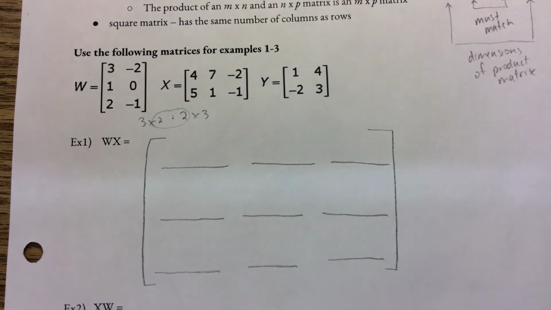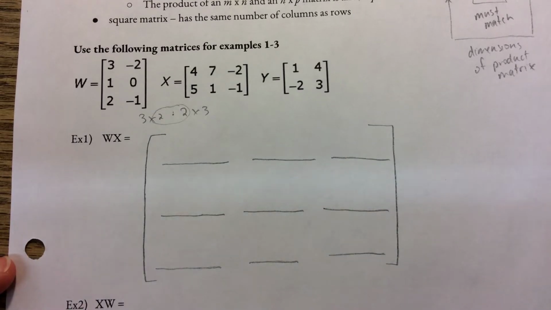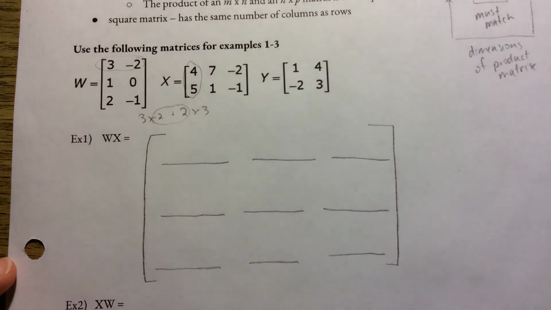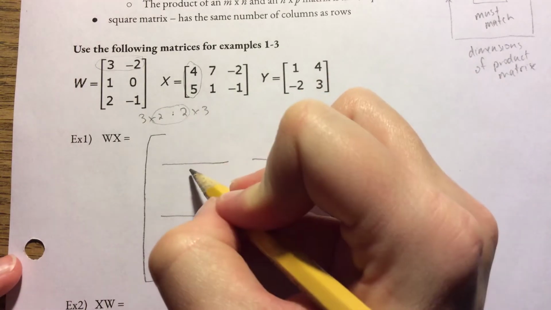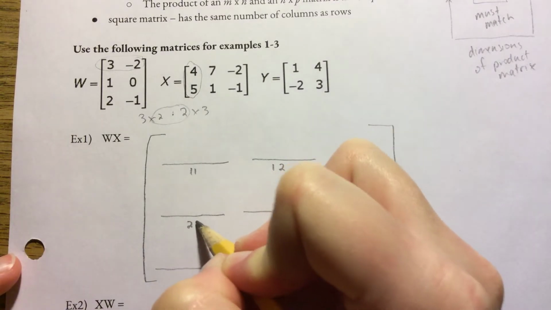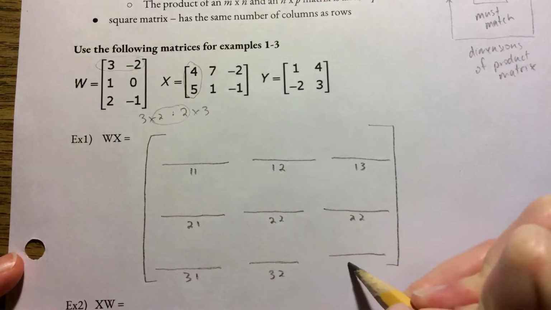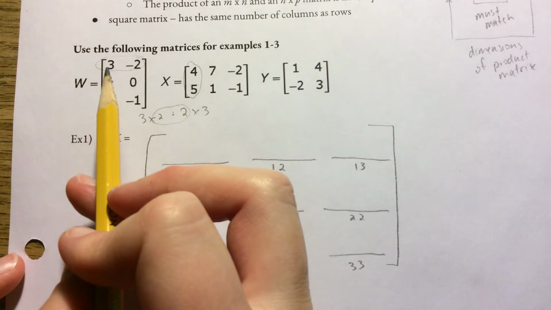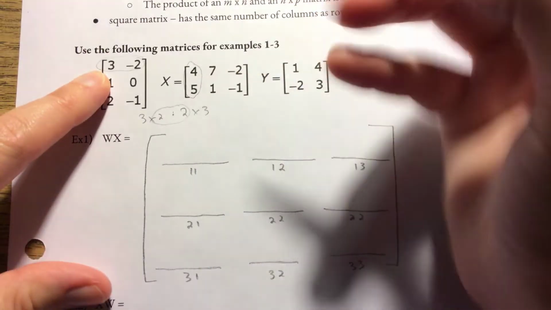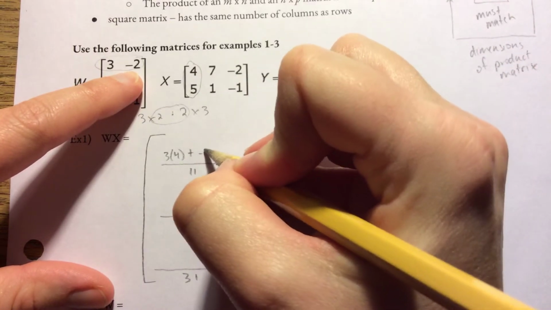Okay, how this works is you take the row of the first one multiplied by the column of the second one. So row by column. Sometimes it helps to label the addresses under here. This is first row, first column; first row, second column; first row, third column; second row, first column. This helps sometimes if we label these. In this first spot, I'm multiplying the first row by the first column. So I'm going to do 3 times 4, and add it to negative 2 times 5.